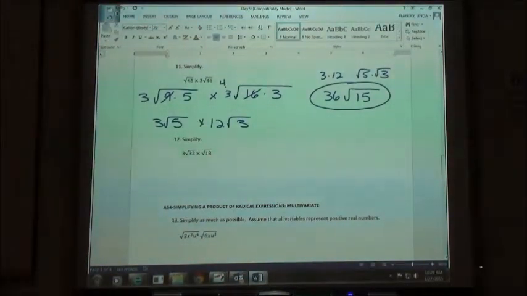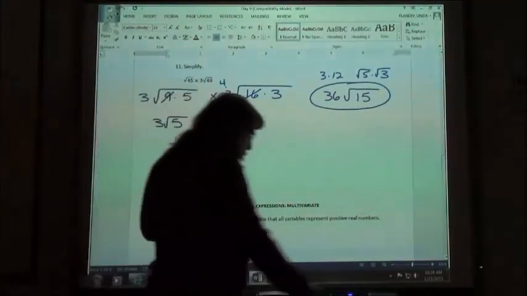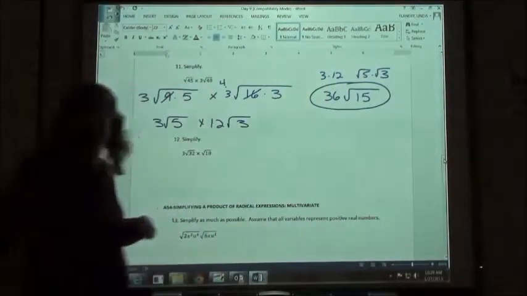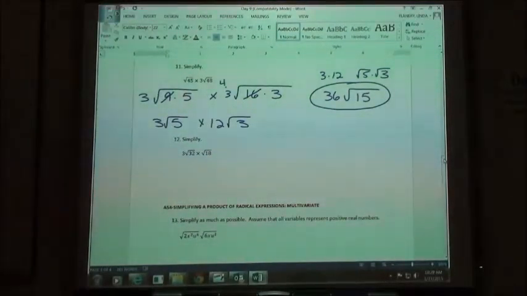15, I'm stuck. So you really don't look at the first numbers then either, right? Nope, because that one's already done. You're just looking at the square root to see if you can simplify it.